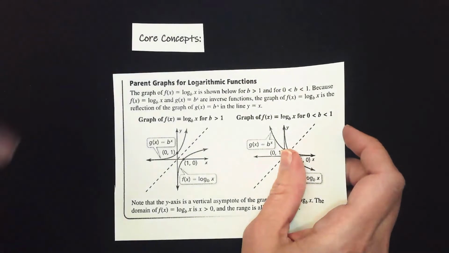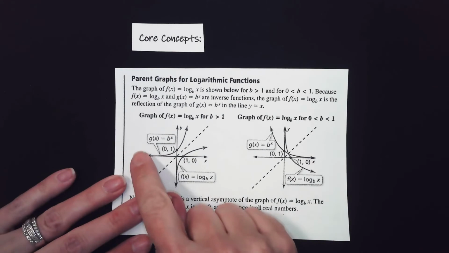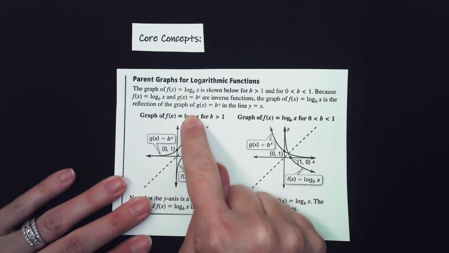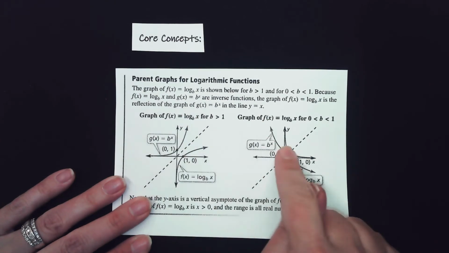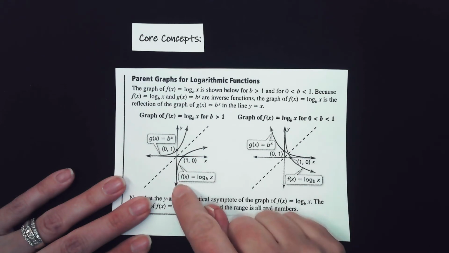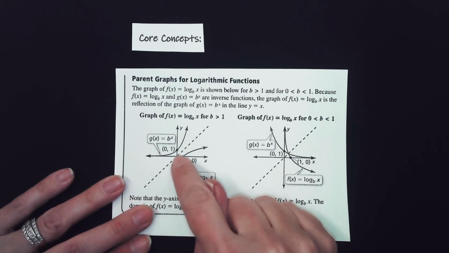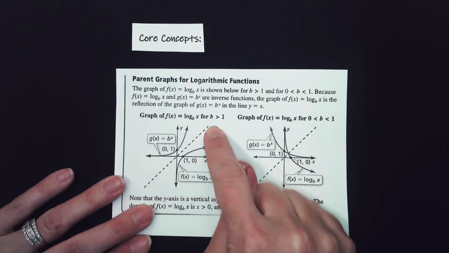Okay, so before we get started actually graphing those, let's talk about what the parent graphs for logarithmic functions look like. Okay, we haven't had graphs that look quite like this, huh? So, we've had exponential growth, or we've had exponential decay, but the logarithms are reflected over that line y equals x.